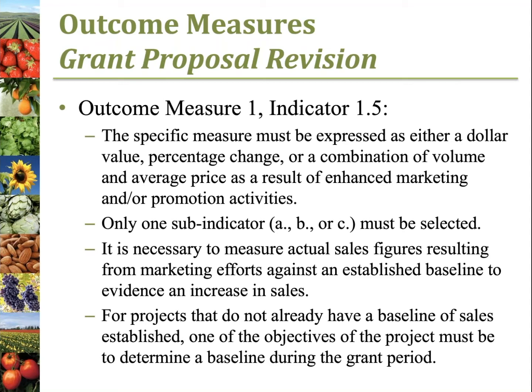Also, for outcome measure 1, indicator 1.5, the specific sub-indicator selected must be expressed as either a dollar value, percentage change, or combination of volume and average price as a result of the marketing and/or promotion activities. It is necessary to measure actual sales figures resulting from marketing efforts against an established baseline to evidence an increase in sales. And for projects that don't already have a baseline of sales, one of the objectives of the project must be to determine a baseline during the grant period.